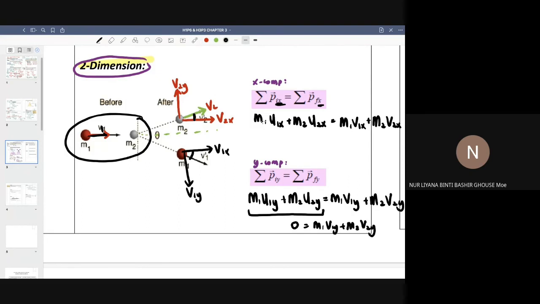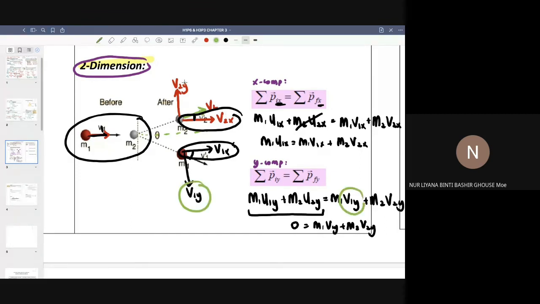Okay, yang x component, tengok yang x component. Untuk m1 yes, u kita ada. Tapi untuk m2 kita tak bergerak. So sebenarnya u2x tak ada. Okay, so dia adalah m1 u1x equals to m1 v1x tambah dengan m2 v2x. V2x is this one. Okay, you kena resolve. And v1x is this one. Lepas tu kita ada v1y, this one is our v1y. Yang ni v1y and v2y. Ini adalah v2y kita.